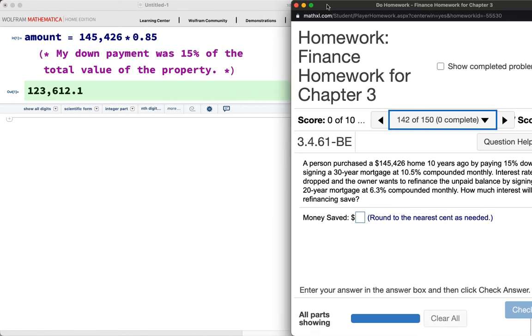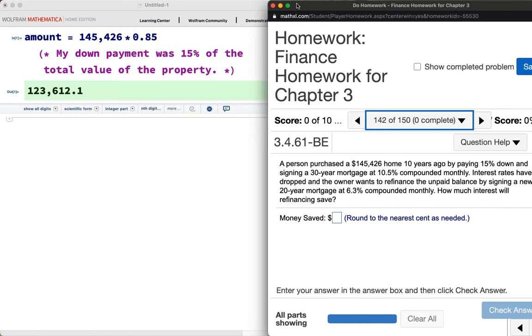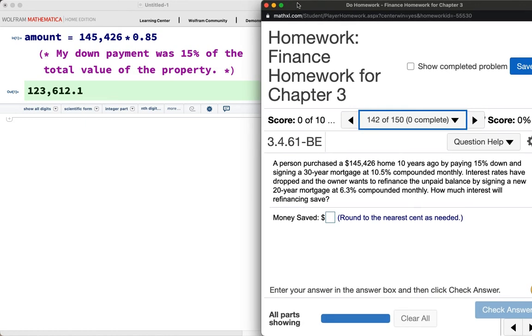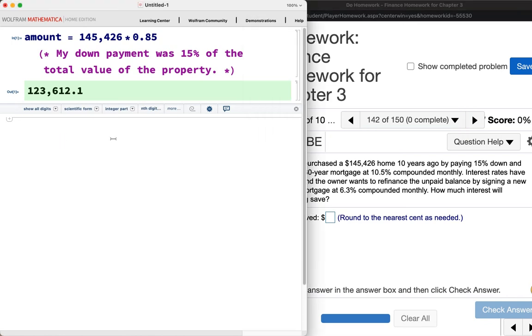So let's do this. Let me move this box over here so we can see the problem a little bit better. And this is a 30-year mortgage. So we're going to define our initial function. I'm going to call it balance1. Balance1 is a function of the month.